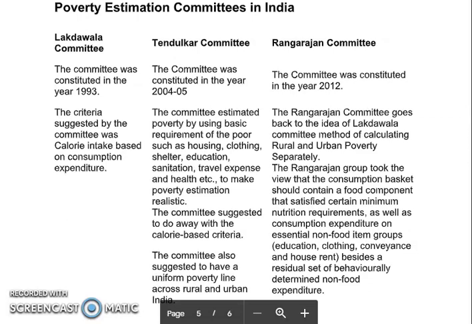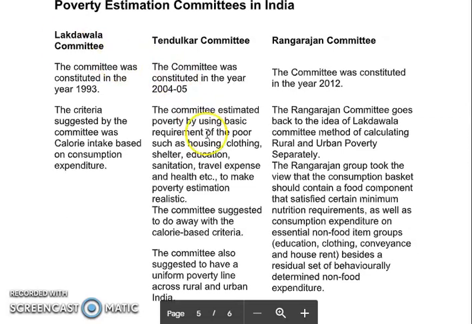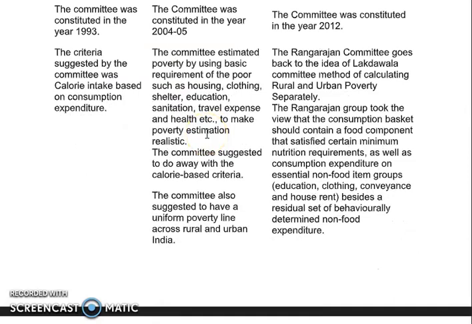The committee suggested to do away with the calorie-based criteria. Calorie-based criteria was not given importance by the Tendulkar Committee. The committee also suggested to have a uniform poverty line across rural and urban India. Tendulkar Committee gave rural India and urban India equal importance, the uniformity in the poverty line. There is no difference between rural calorie intake and urban calorie intake.